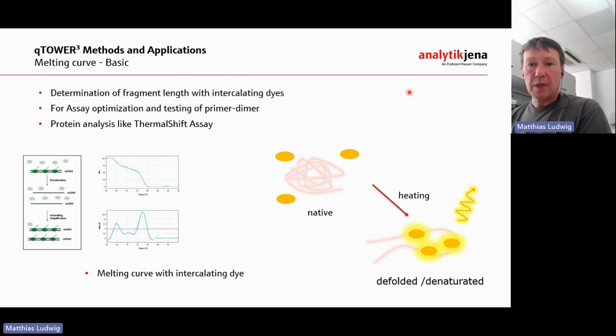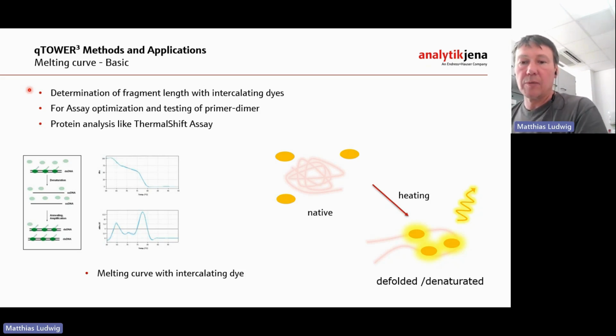Last but not least, melting curve analysis. It's not so simple in principle, but with melting curve experiments or analysis you can also do some specific or new things. In principle, it is useful for intercalating dyes, and it is used for the determination of fragment lengths. That means if you have a shorter fragment, you have a lower melting point, and if you have a longer fragment, you have a higher melting point.